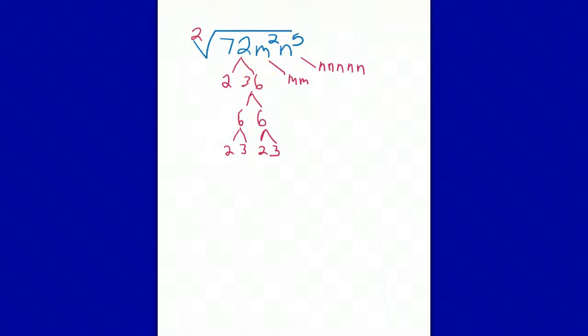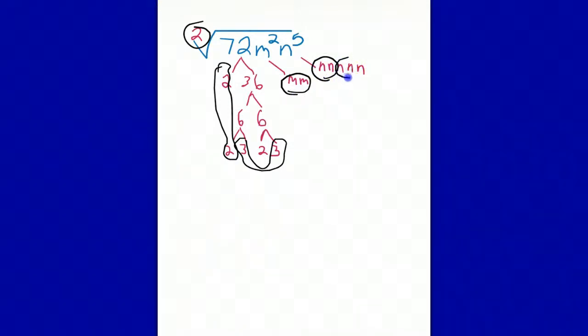Alright, so now that we've got the variables factored and the numbers factored, we're going to go ahead and start circling. Remember we're looking for groups of 2. So here's a group of 2. Okay, here's a group of 2. Then we've got a group of 2 here, and a group of 2 here, and a group of 2 here. I think I've circled everything I can.